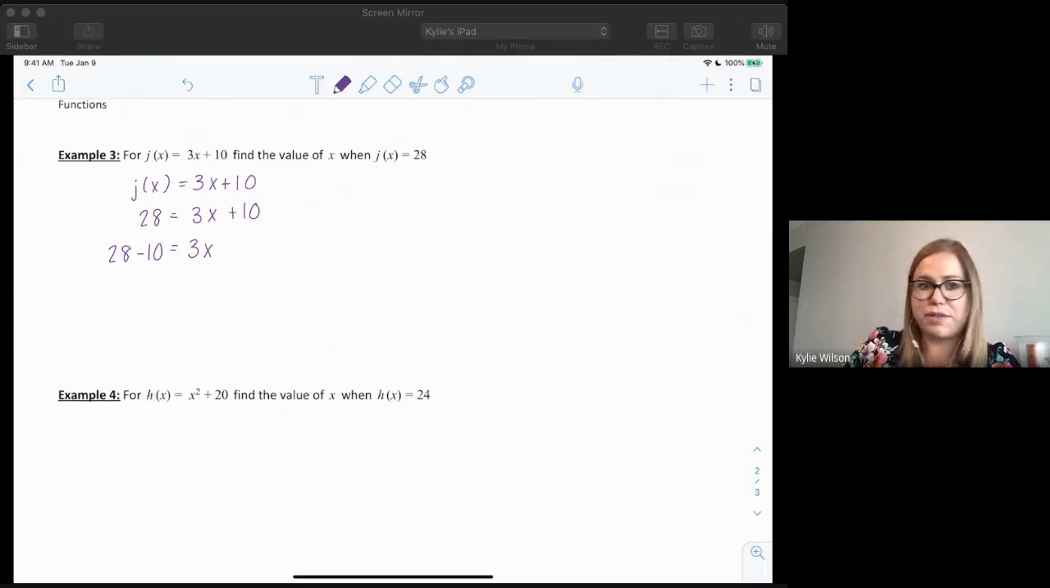And that will give me that 18 equals 3x. And now to isolate that x, we'll just divide by 3 on this side, divide by 3 on this side, and we will get 6 equals x as our final answer.